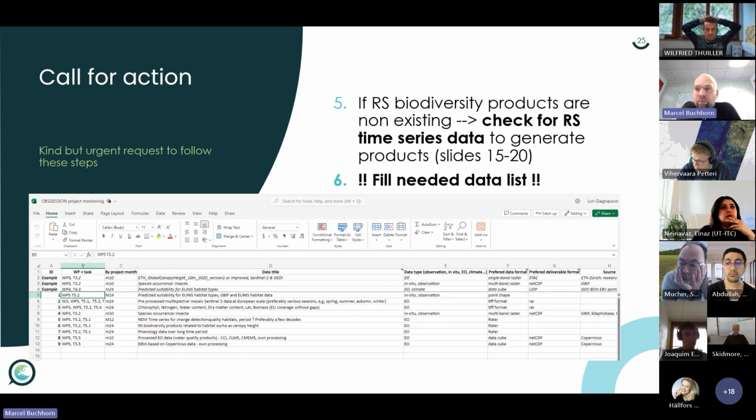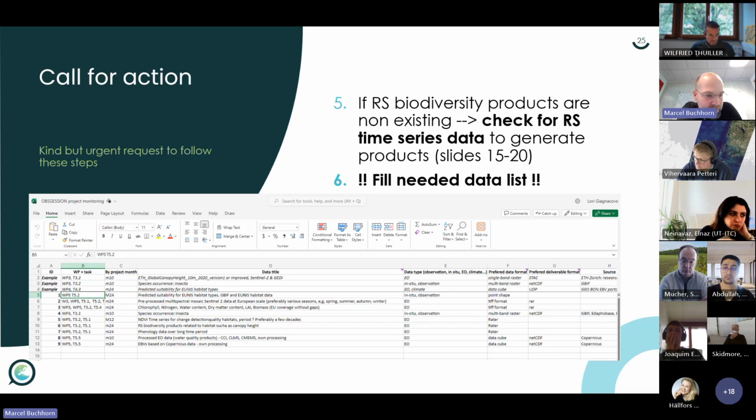If these remote sensing biodiversity products do not exist, then you can go through the remote sensing data time series to generate these products by yourself. You can have a look at slides 15 to 20 to check which remote sensing data you want to use or which should be the best options for you. We can also help you there with algorithm benchmarking and maybe development. But the last point is you have to fill it into the data list so that we know what you need. Currently, this list only consists of 9 entries, so not a lot of data sets which we should provide within OBSESSION.